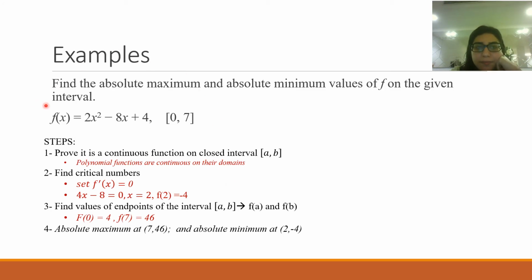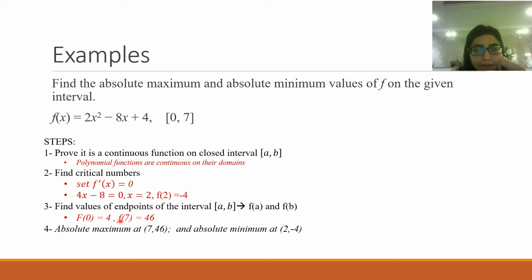Another example. Find the absolute maximum and minimum of this function. Again, a polynomial of the second degree, and the domain is given. Polynomials are continuous on their domain. I need to find the critical number. I differentiated. I set the derivative equal to 0. And then I found the critical number at x equals 2. I substituted x equals 2 in my equation and found that y equals -4.